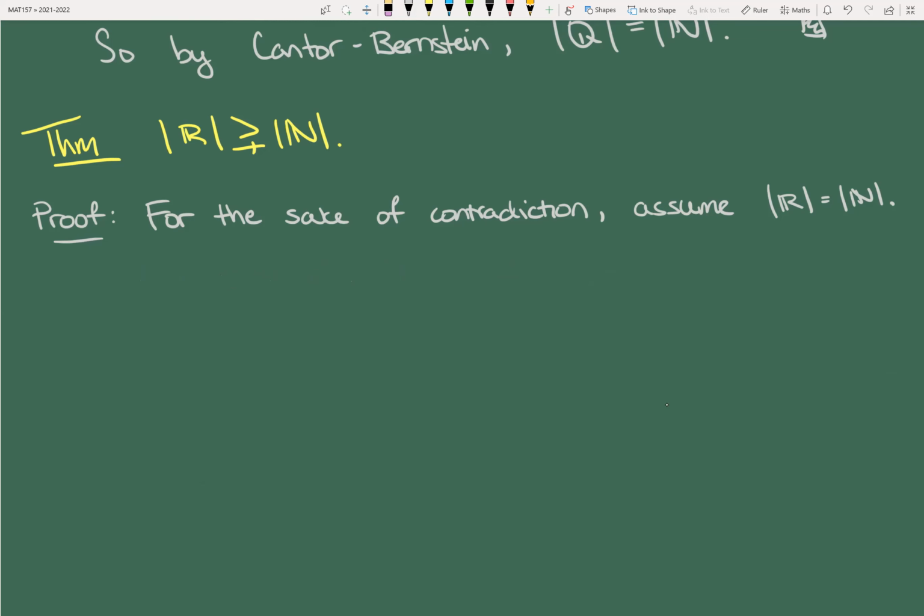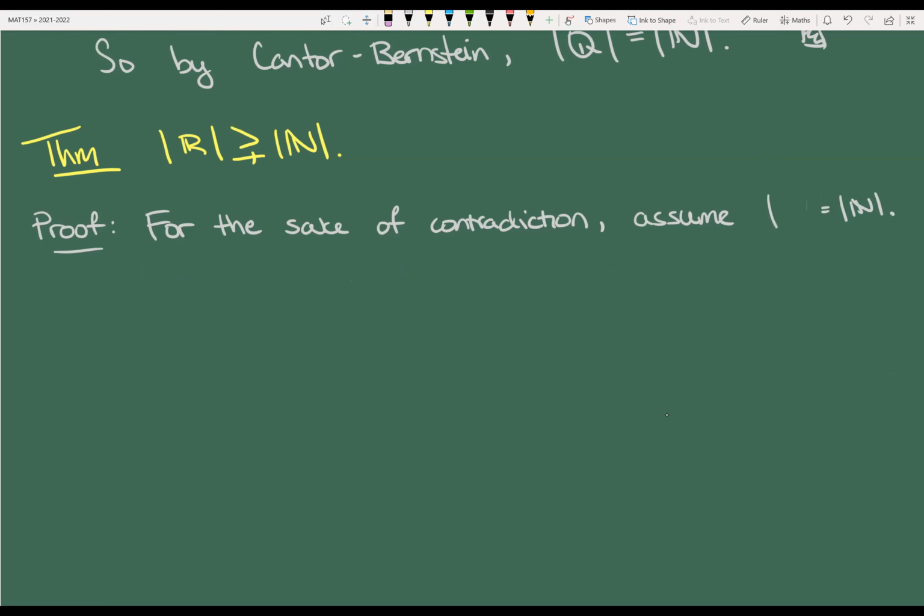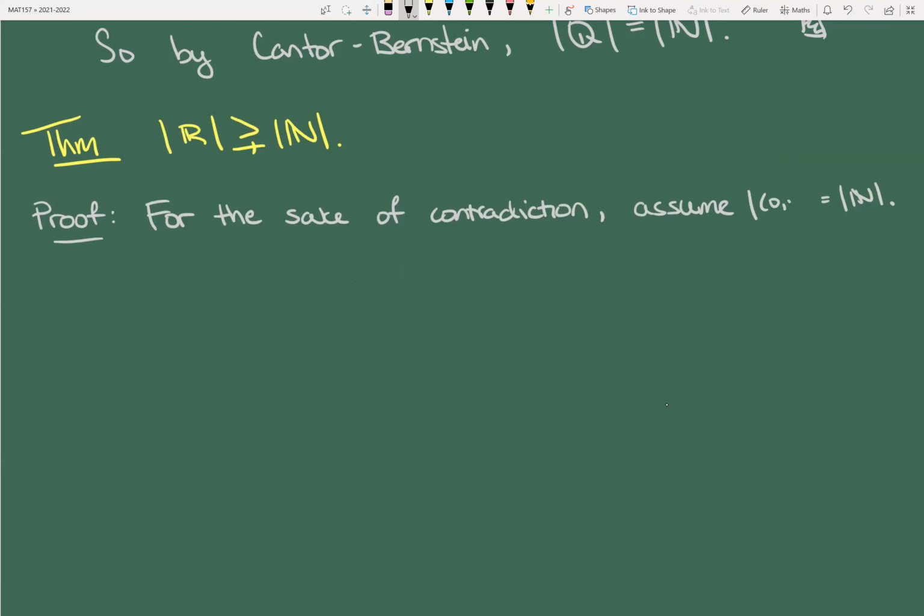Sorry if you were writing that down. So for the sake of contradiction, let's just do the open interval (0, 1). Because we know that has the same cardinality as R, we proved that last class, but it's going to be a little bit easier because I know then that it's just 0 point something, something, something.